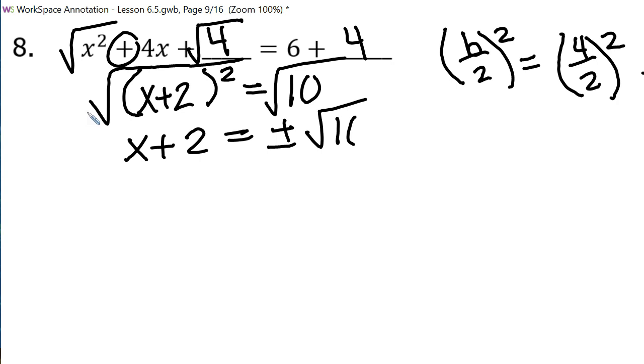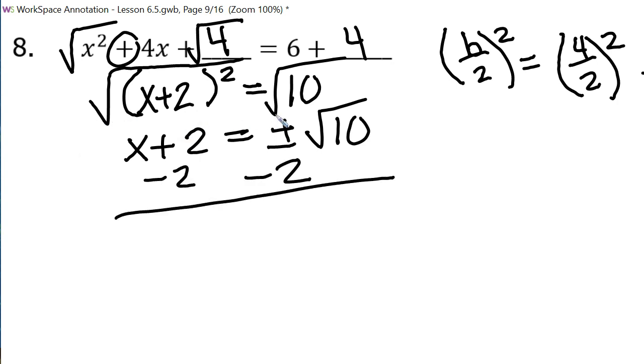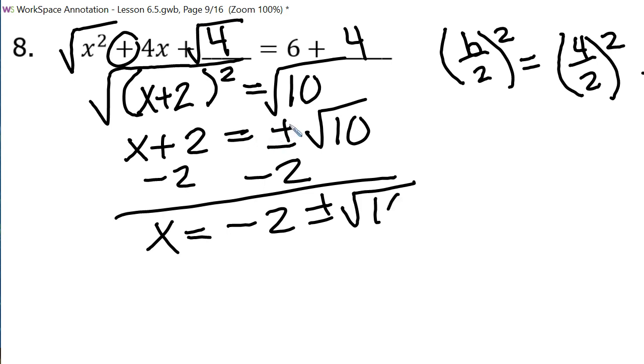To get the x by itself, what's the opposite of add 2? Subtract 2. Subtract 2 to both sides. So this would give us x equals negative 2 plus or minus square root of 10. So leave those separate.